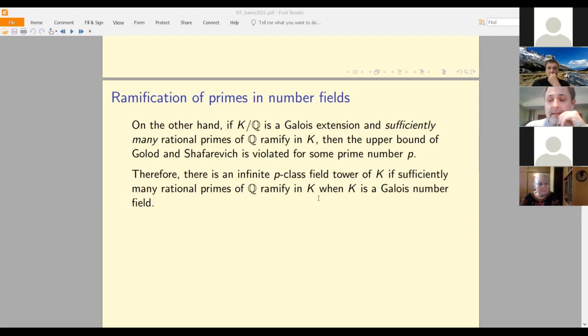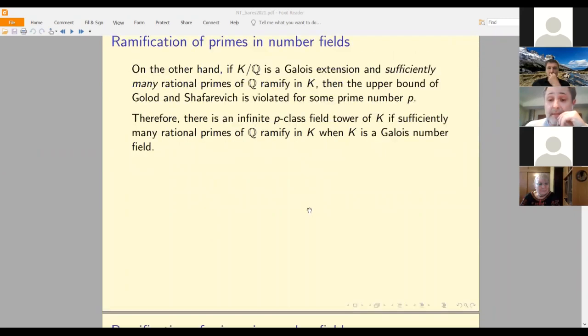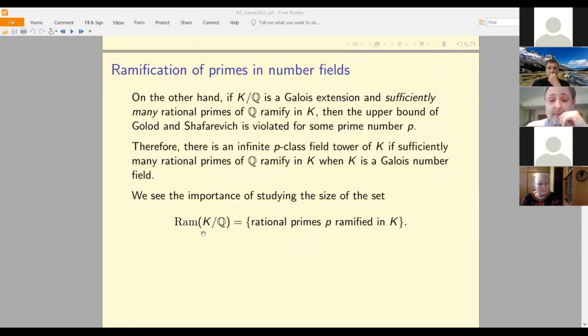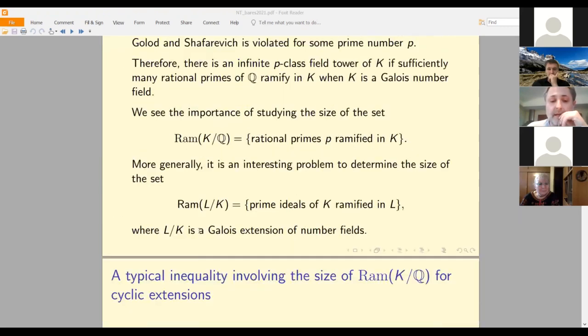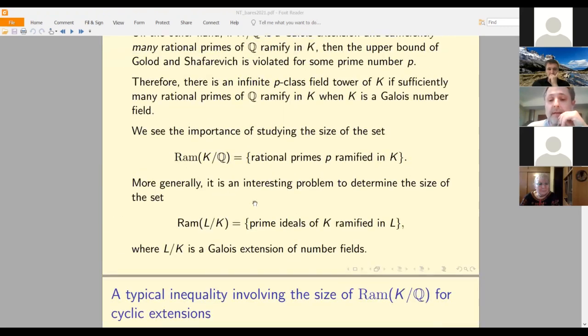So the main property here is that you want to have an idea of how many primes ramify in the number field. So this set is important in this theory, and more generally, you can ask this question: if you have a Galois extension of number fields, how do you compute the size of this set, the ramification set, of all primes of K that ramify in L?